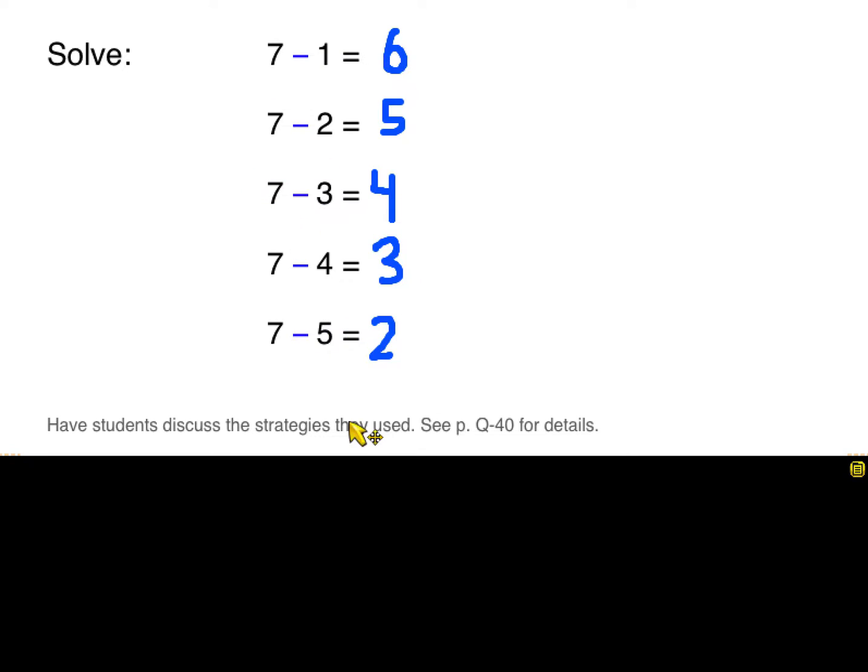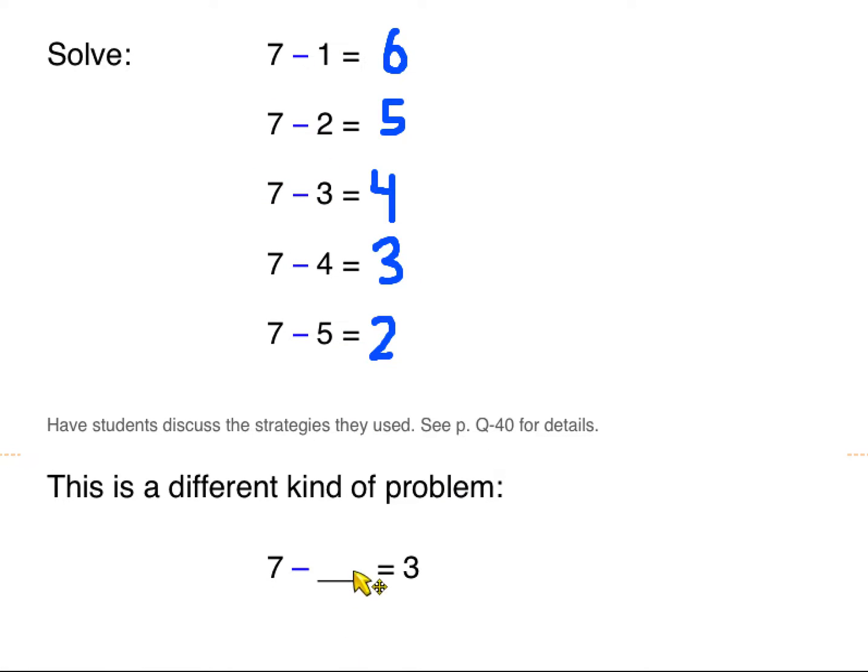Then, if you know these things, you should be able to figure out this missing number. 7 take away what number equals 3? Well, you can check up there. 7 take away what number equals 3? 4. Or you could do something else. 7 take away 4 equals 3.